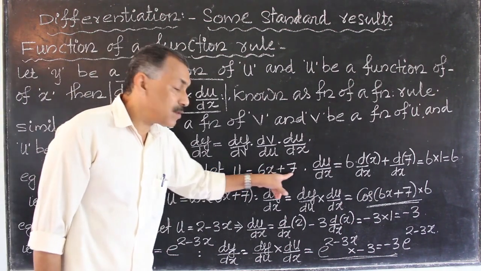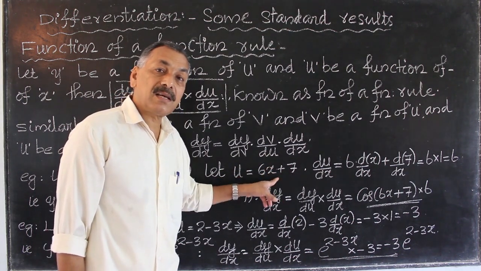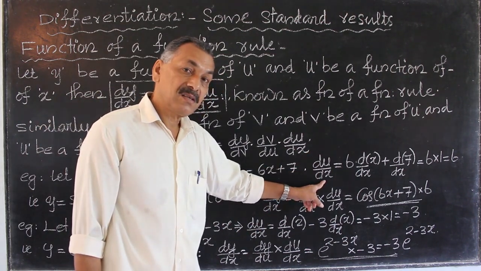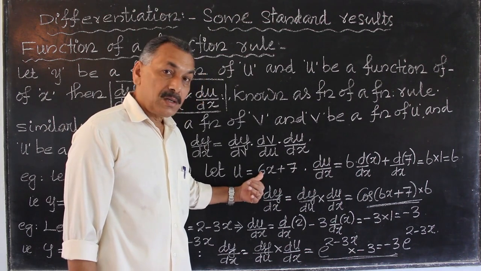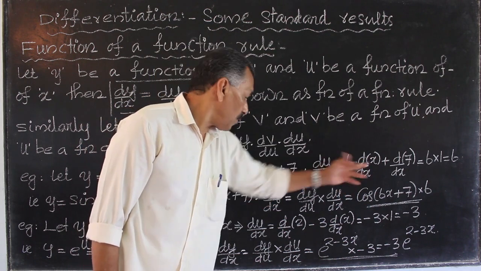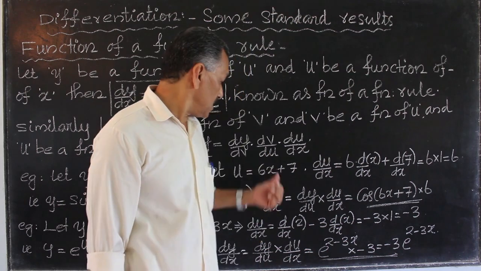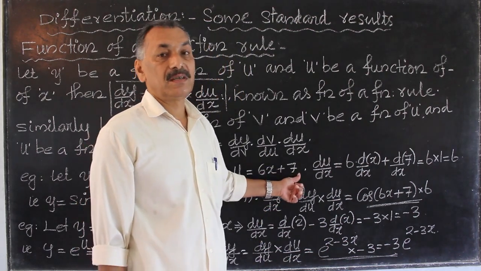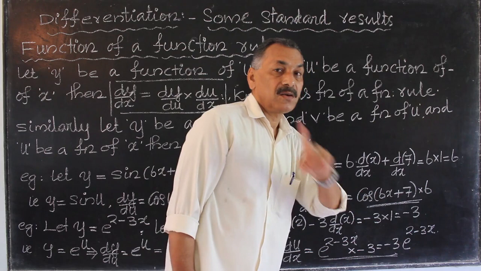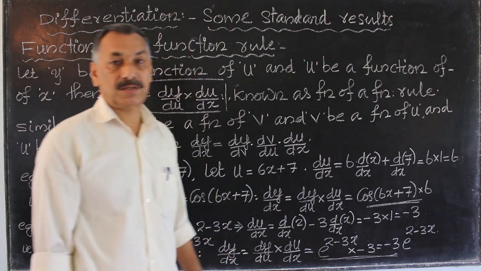Then u is a function of x. What is du by dx? du by dx is equal to the derivative of 6x plus 7. The constant 6 stays outside: 6 into the derivative of x plus the derivative of 7. The derivative of x is 1, and the derivative of a constant 7 is 0. So 6 into 1 is equal to 6.